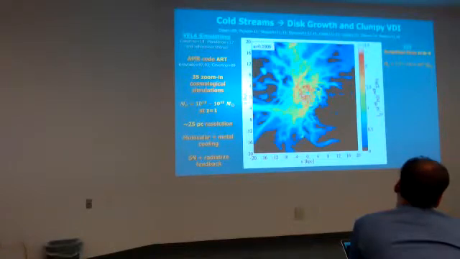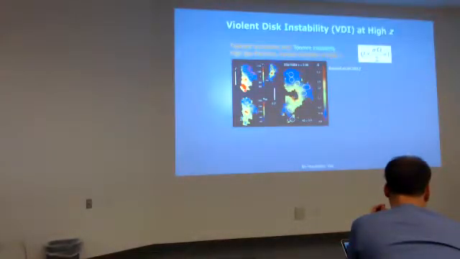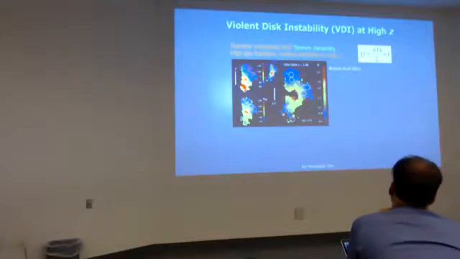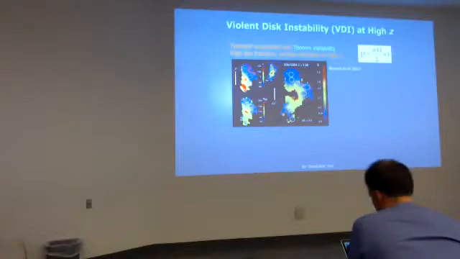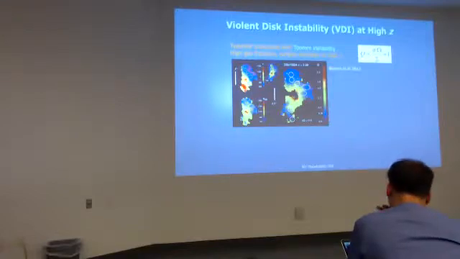So where do these clumps come from? The common knowledge, at least for the past 10 years, if not even longer than that, is that these clumps form as a result of the Toomre instability. Since these galaxies at very high redshift are extremely dense and extremely gas-rich, the Toomre Q parameter, which has the surface density here at the bottom, drops well below 1. The disks become violently unstable, and they form these giant clumps.